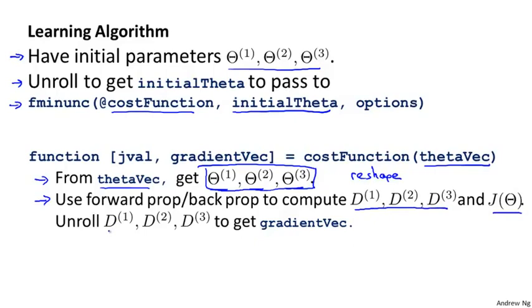And finally, I can then take my derivatives and unroll them, keeping the elements in the same ordering as I did when I unrolled my thetas. I'm going to unroll D1, D2, D3 to get gradient vec, which is now what my cost function can return. It can return a vector of these derivatives.